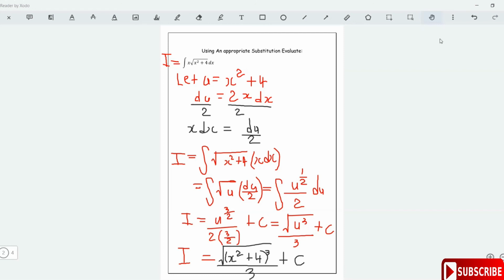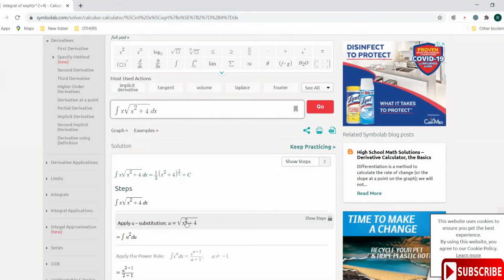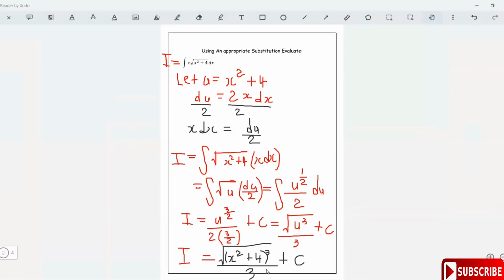All right, and look at the substitution they used as well. They applied the substitution u equal x squared plus 4. So it's pretty much easy to use this one. All right, so that is that. Nice and easy, soft.